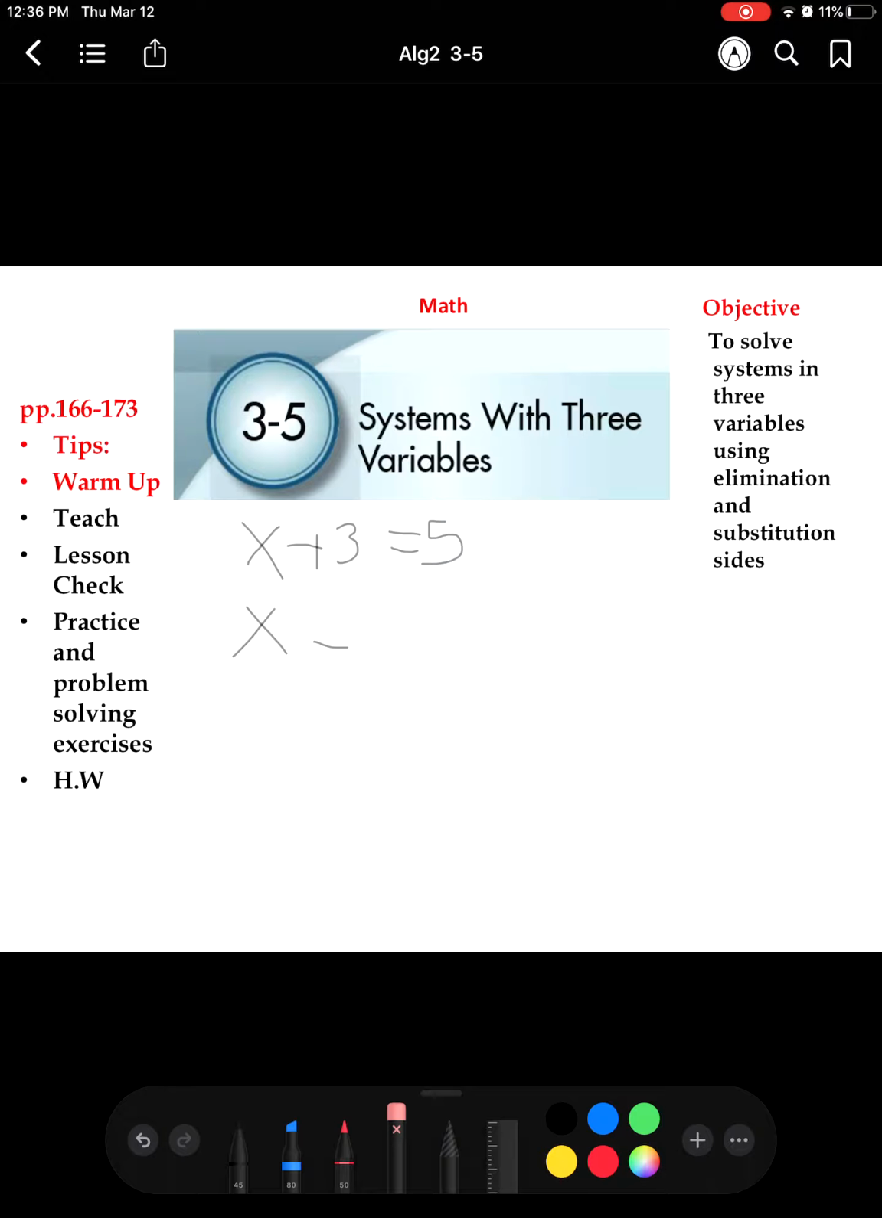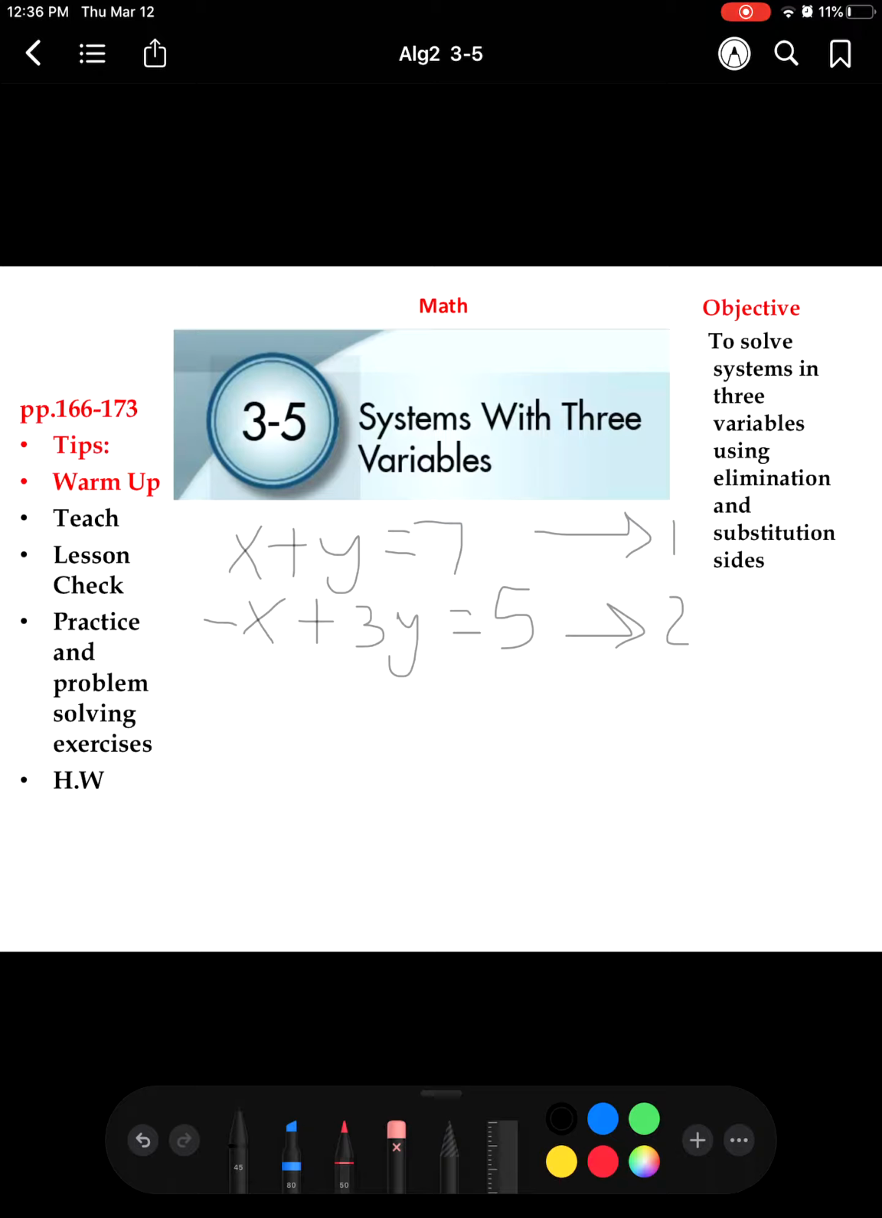What if I have a system of equations? A system of equations means I have more than one equation. We took in grade 7 and 8 the system with 2 variables. I have x plus y equals 7, and, for example, negative x plus 3y equals 5. This is equation number 1 and this is equation number 2, and I'm asked to solve the system of equations.